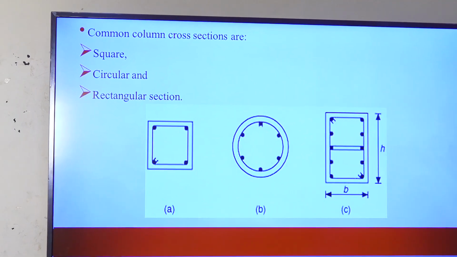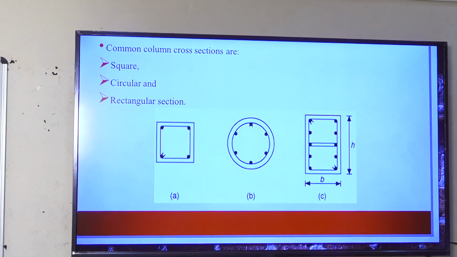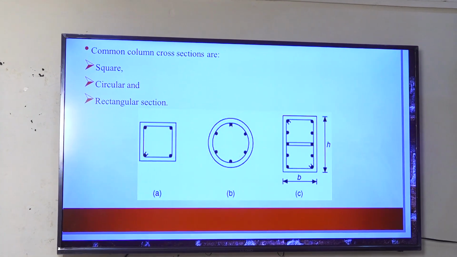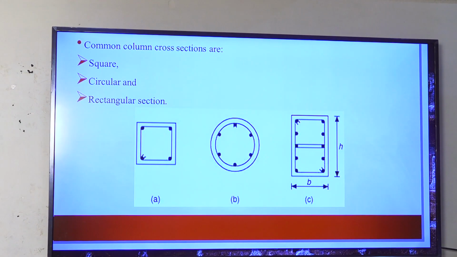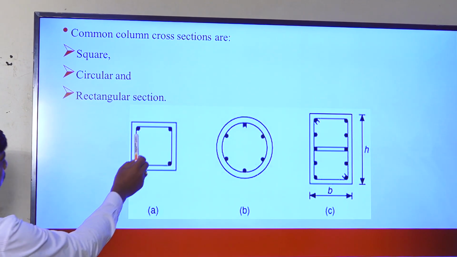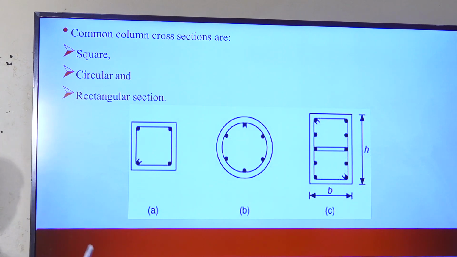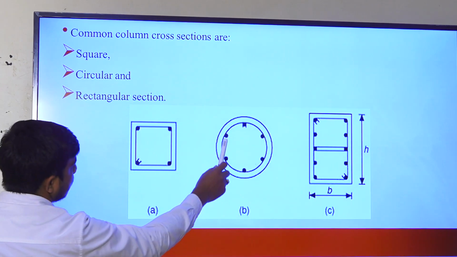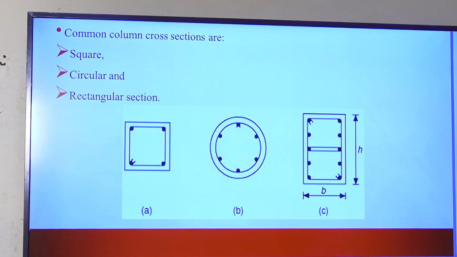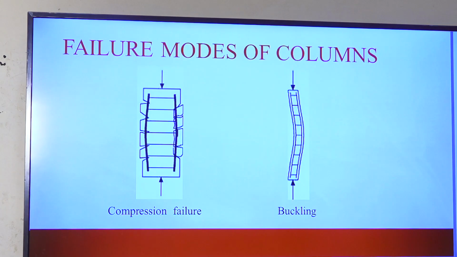Then there are some common cross sections of column, that is a square column, a circular column and a rectangular column. Here we can see that there are 4 longitudinal reinforcements in a square column and 6 longitudinal reinforcements in a circular column. These things are important from the exam point of view because multiple choice questions will come from this side.